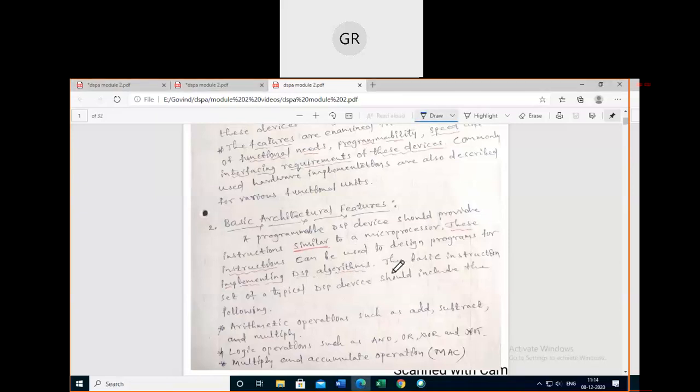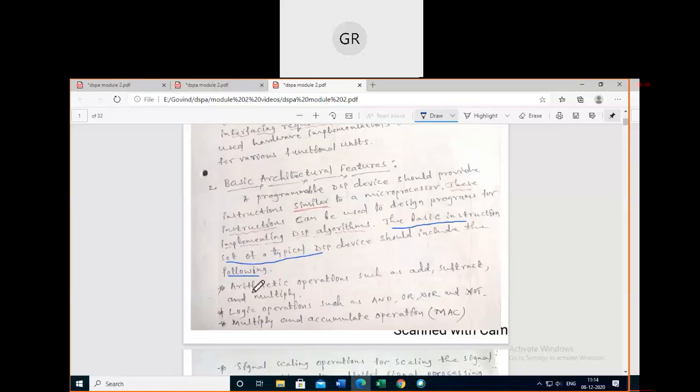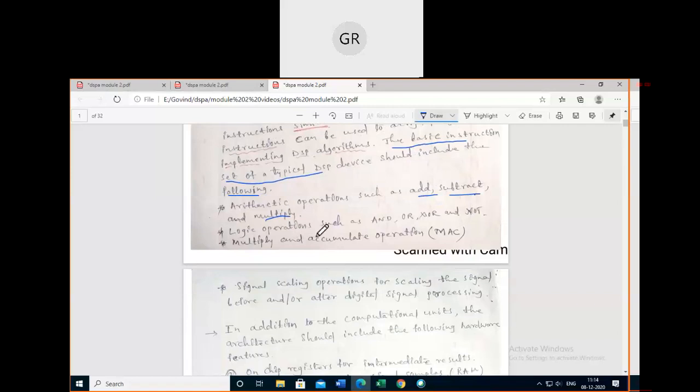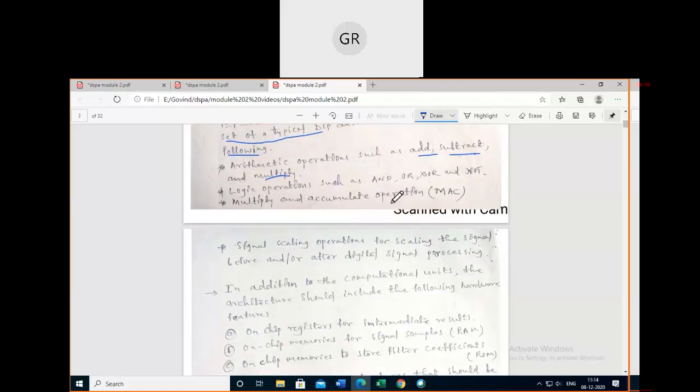The basic instruction set of typical DSP devices should include the following. The instruction set includes arithmetic operations such as addition, subtraction, and multiplication, and logical operations. Here we have different gates: AND gate, OR gate, XOR gate operation, NOT gate operation. Then multiply and accumulate operations, which we call the MAC unit.